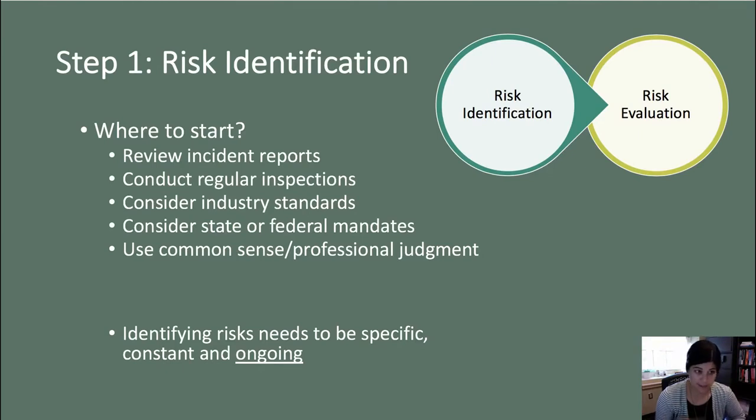Again, just as we said with the process of risk management, identifying risks can't just be a one-time thing, right? We have to be continually identifying potential risks for our organization. And again, changes occur all the time in our field, right? Whether it's new activities, new programs, new equipment, new staff, all of those changes can impact the types of risks that we identify. So it does have to be this continual process.